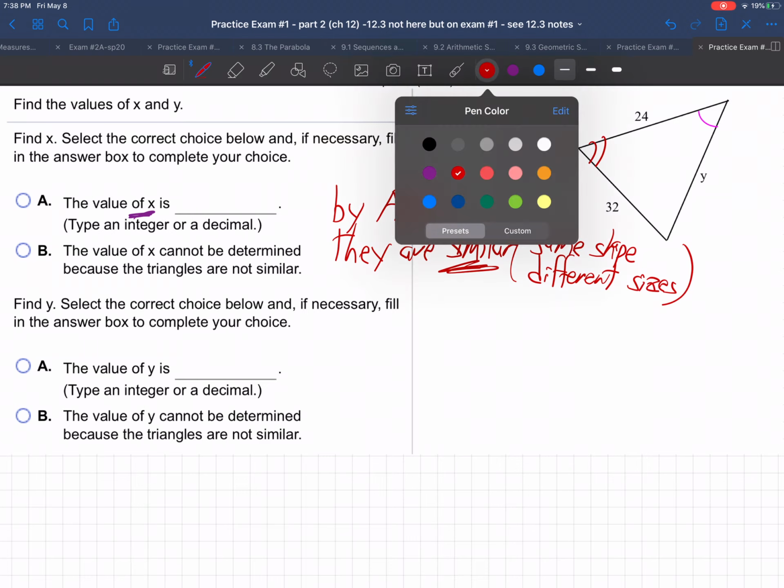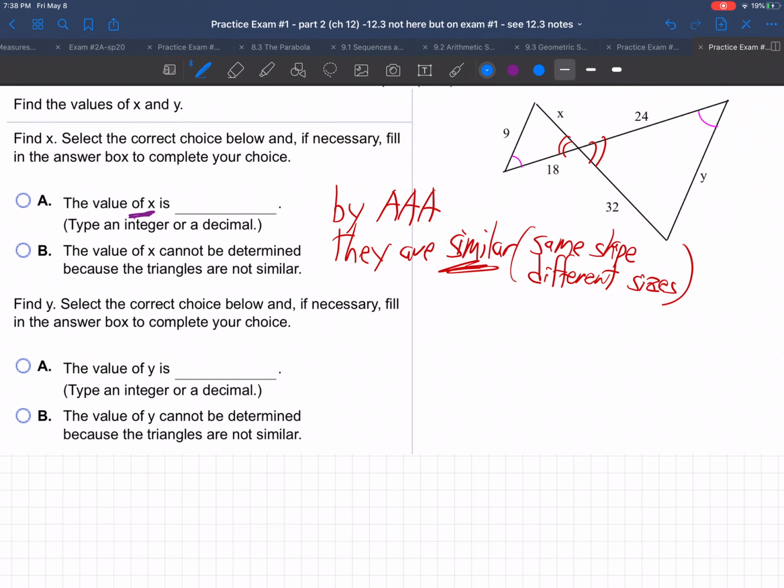Okay, so now, when we know they're similar, that means their sides follow a ratio. Right? I can match their sides up. So let's start with x. x over 18 is got to equal what? Should I go 24 over 32? Like that? Is that going to be right?